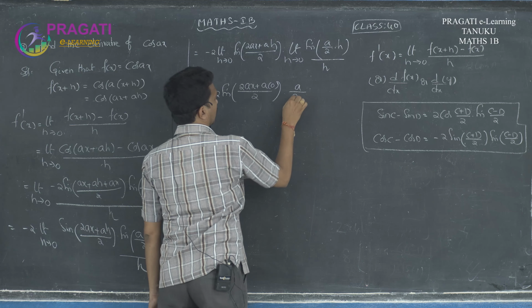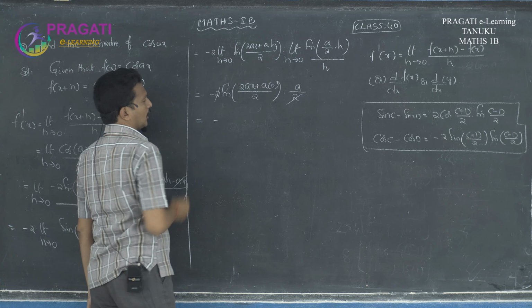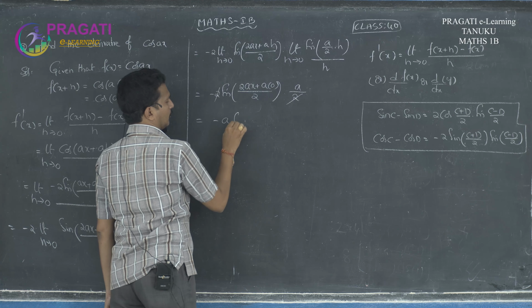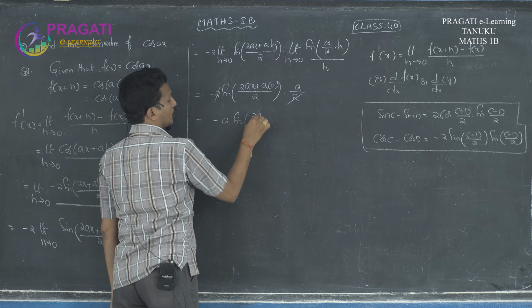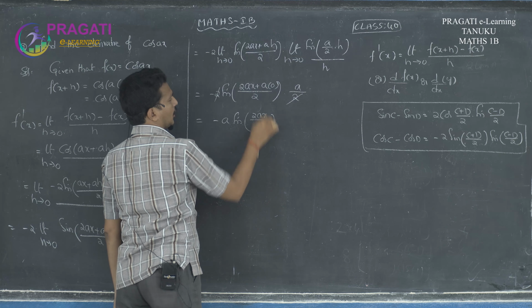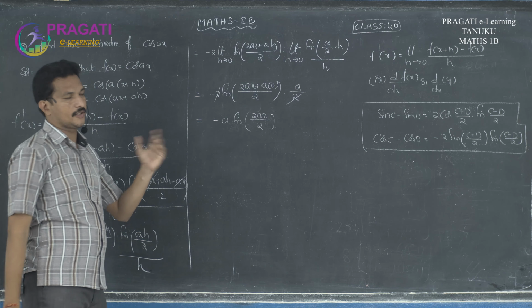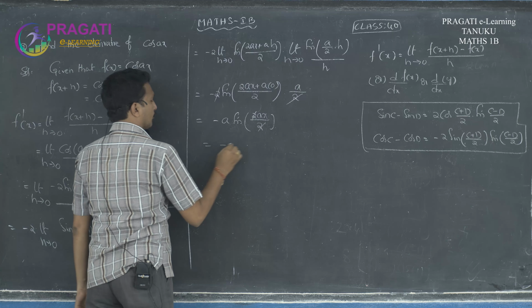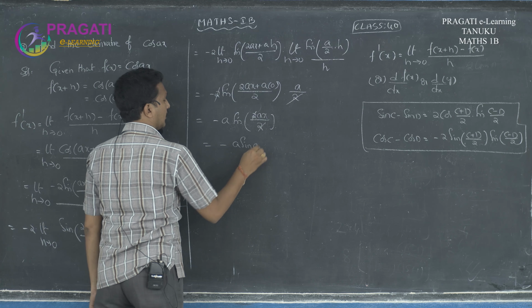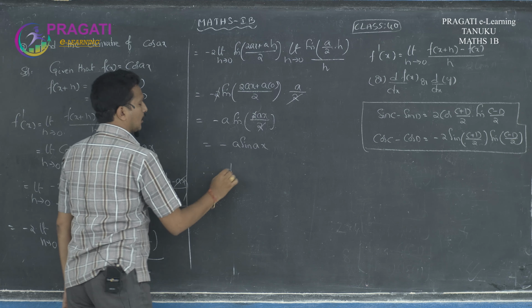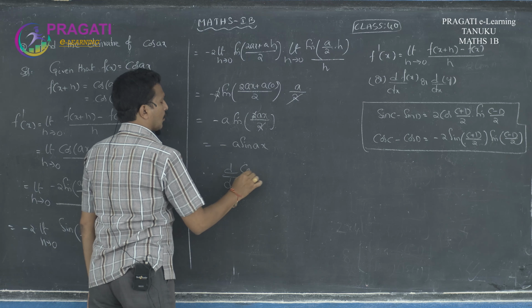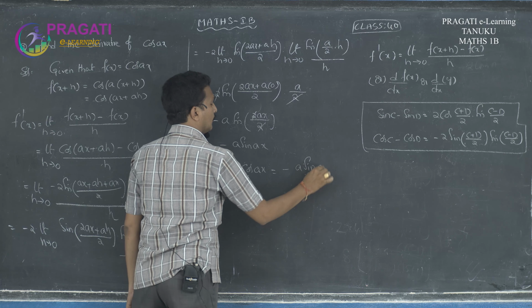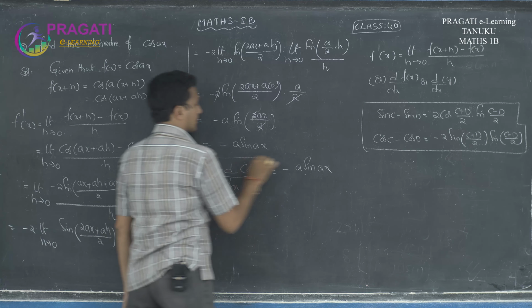The formula is n. After cancellation of 2, the remaining term is minus a. Okay students, here the remaining term is sin of 2ax by 2. Here a into 0, 0 plus 2ax by 2. After cancellation of 2, minus a sin ax. Finally, the conclusion is d by dx of cos ax is equal to minus a into sin ax.